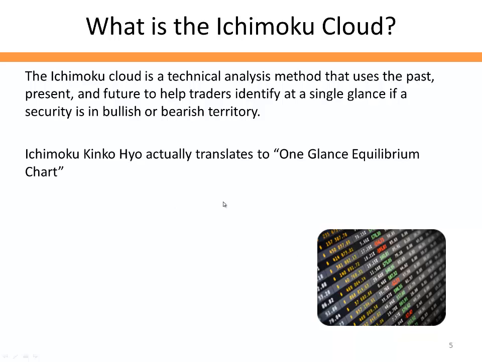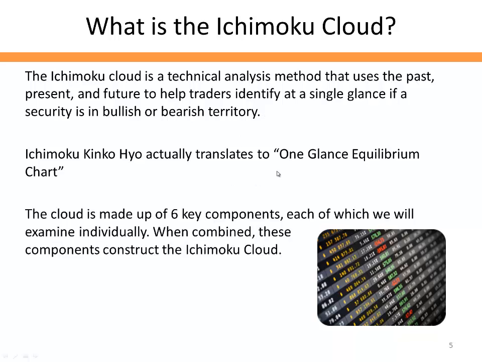Ichimoku Kinko Hyo actually translates to at a glance or at first glance, which is Ichimoku. Kinko means equilibrium, okay? And Hyo means chart. So at first glance, equilibrium chart, okay? At first glance, when I look at this chart, is it bullish or bearish? That's it. Simple and easy, okay? I want to look at a chart. Is it bullish or bearish? Right now, I think you can only get it on TradeStation or Thinkorswim.